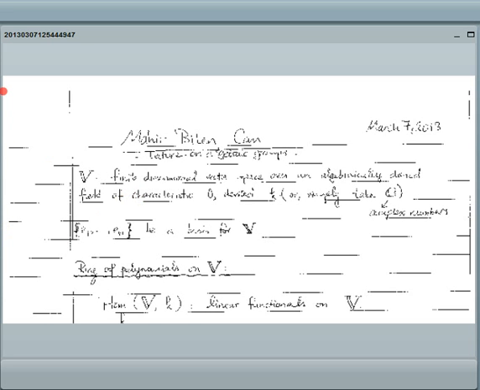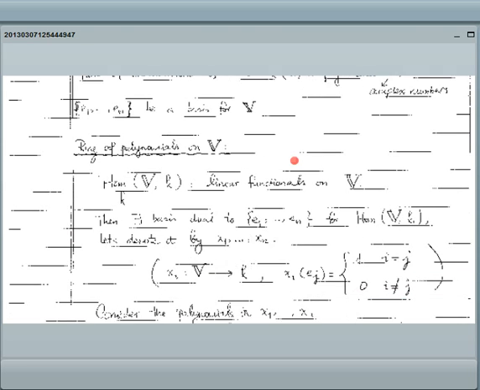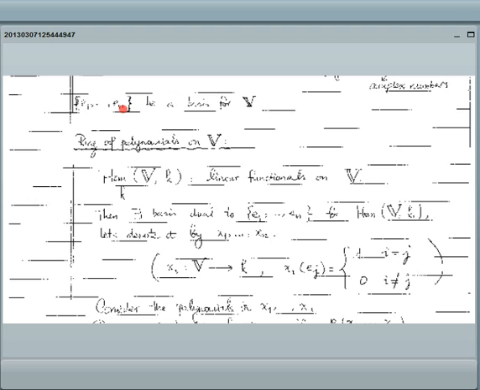We have a vector space V. Here I denote it by V. It's a vector space over an algebraically closed field of characteristic zero. So it's a vector space over complex numbers for simplicity. And it's finite dimensional. So let's assume it is n-dimensional. In other words, it has a basis e1, e2, up to en. So it's n-dimensional. I'm choosing a basis e1 up to en.